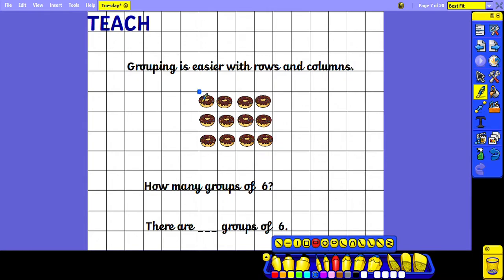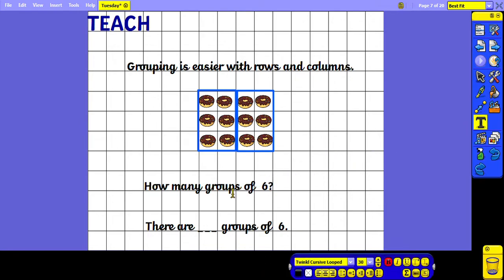But this time, 2 columns makes a group. So we've got one group there, and we've got one group there. We've got 1, 2, 3, 4, 5, 6 donuts in each group, and altogether there are 2 groups. So there are 2 groups of 6.